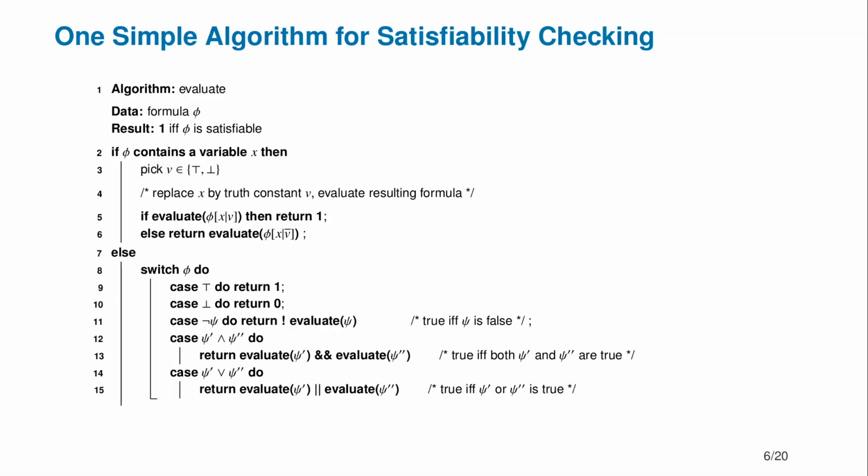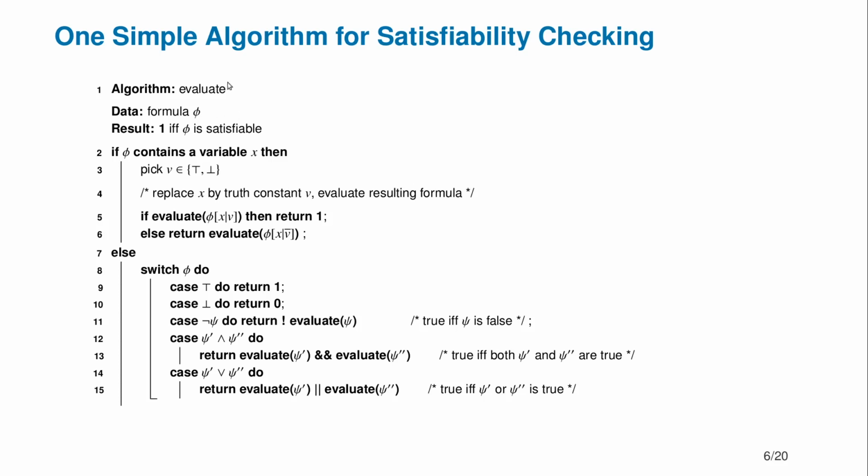Now we can also express satisfiability checking as a simple algorithm. Maybe for some of you this is much easier to read. So we have an algorithm that takes a formula phi and returns 1, so true, if it is satisfiable, and otherwise it returns false if the formula is not satisfiable.